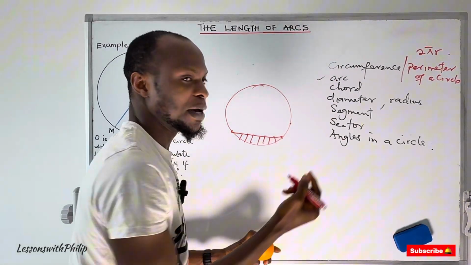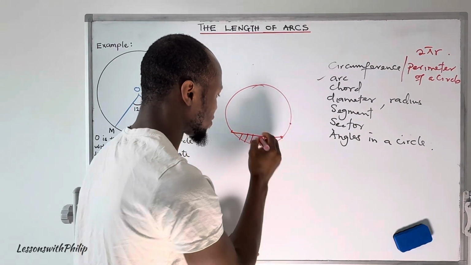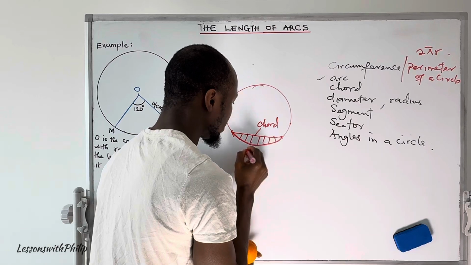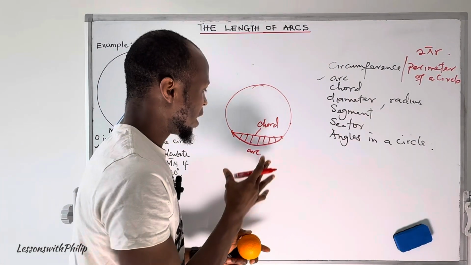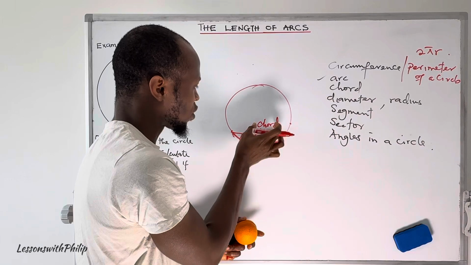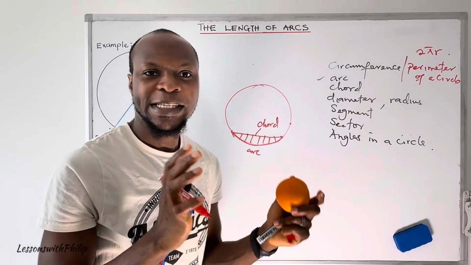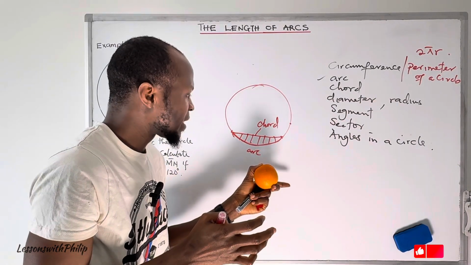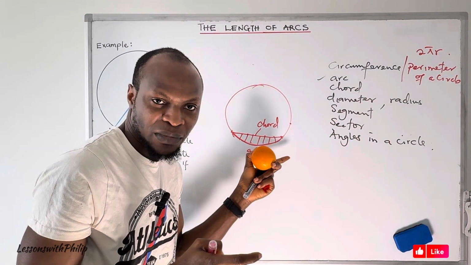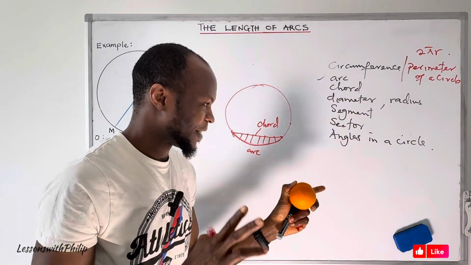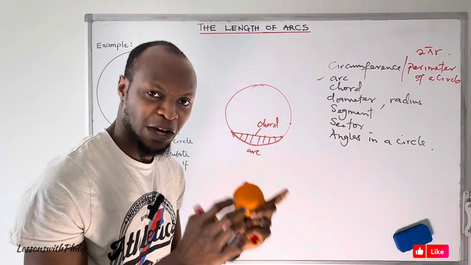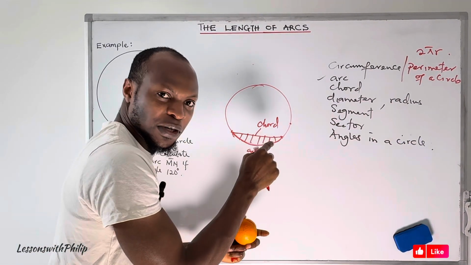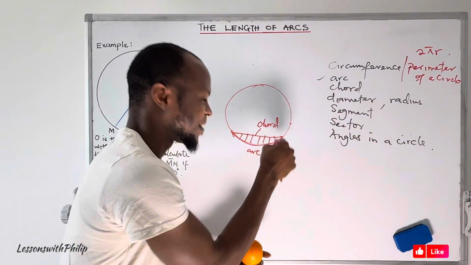Now, a segment consists of 2 things. It consists of a chord and it consists of an arc. This one is the arc. A segment will have both a chord and an arc. So, a segment is a portion of a circle which is divided by a chord. Don't forget, a segment is a portion of a circle which is divided by a chord.